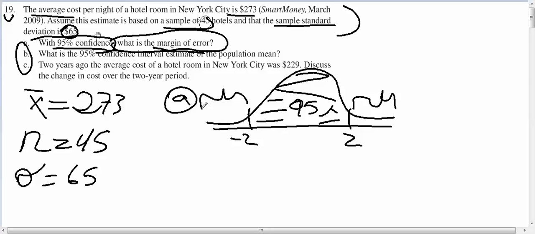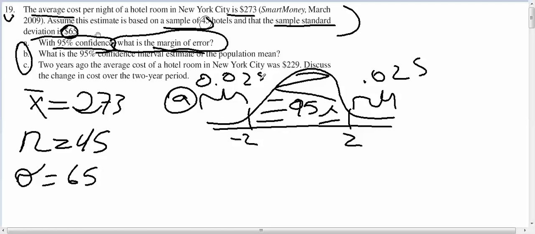Well, the whole graph represents 100%. If we deduct 95 out of 100, then we are left with 0.05. If we divide that by 2, we will get the measure for each side of the tail. In this case, it will be 0.025, same as here, 0.025. That's the 95% confidence. But what is the margin of error?